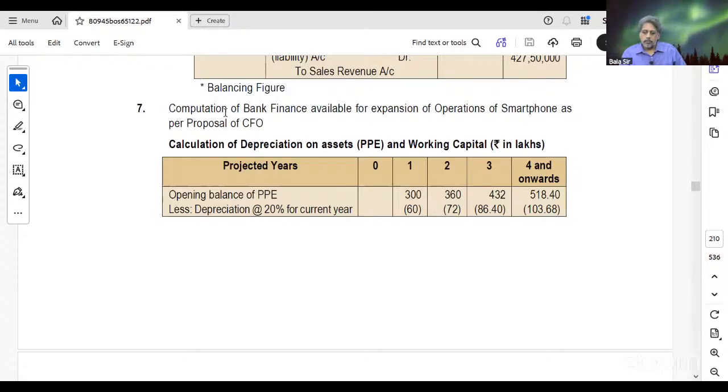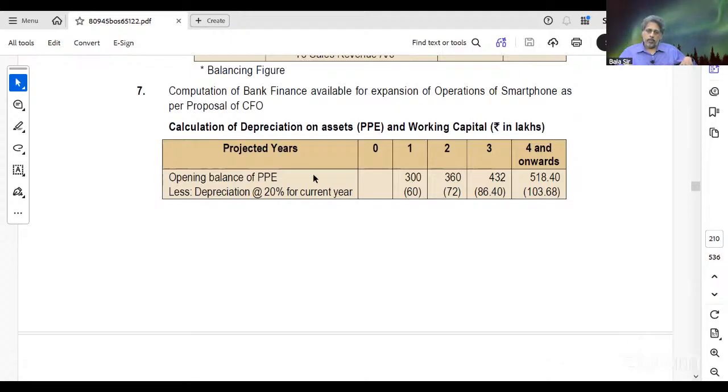Computation of bank finance available for expansion of operations. That's a broad heading given. Okay. Under that, calculation of depreciation on assets, PPE and working capital, rupees in lakhs. Exactly. We want to first make a table for this. Okay. So particulars, years 1, 2, 3, and 4 onwards. Yes, sir. Opening balance of PPE, let's take the first year. We'll do it for the first year. Opening balance how much? 300 lakh.